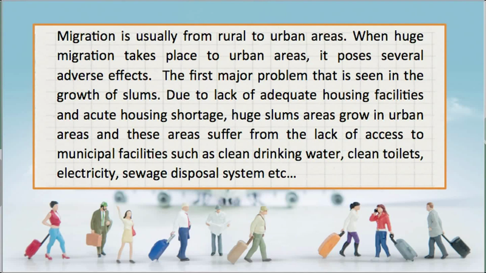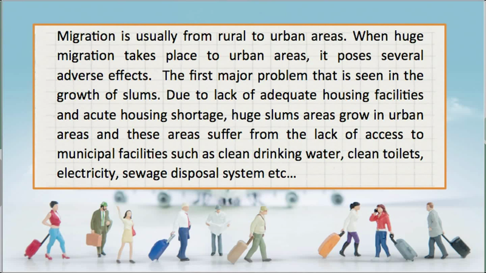So, dear learners, we have learned that migration has different socio-economic and demographic consequences. However, such consequences are not limited to the place of origin or departure alone. There are severe consequences felt in the place of arrival or destination too. Let us understand the consequences in the place of destination in brief. Migration is usually from rural to urban areas. We all know when huge migration takes place to urban areas, it poses severe adverse effects.